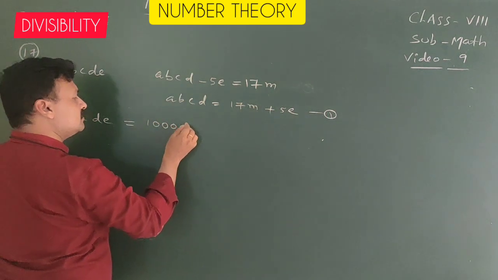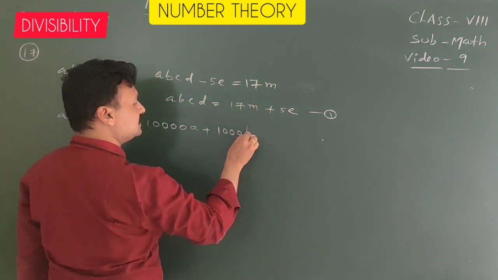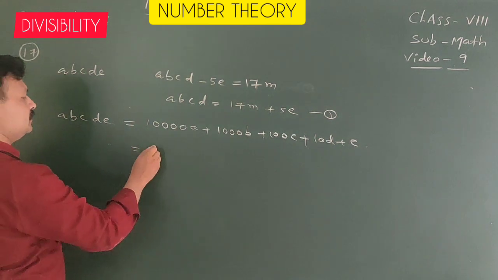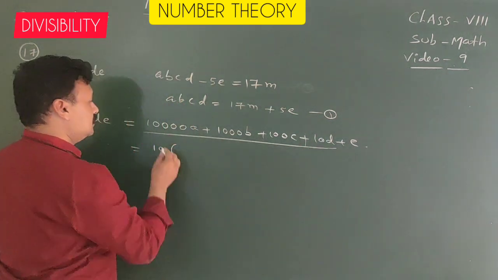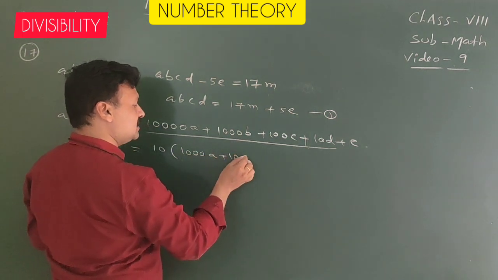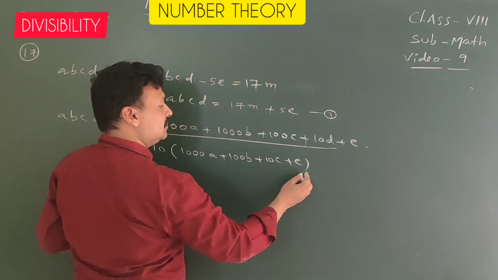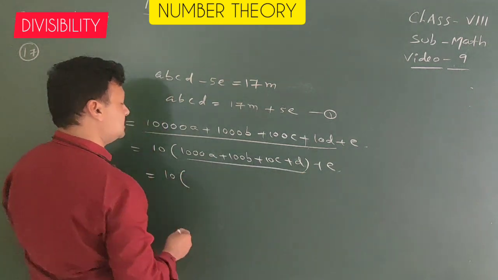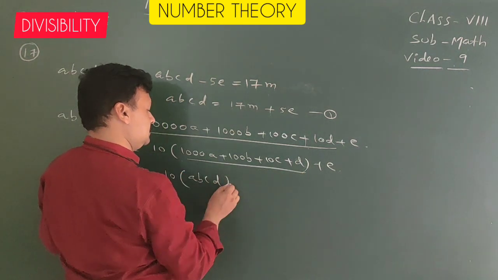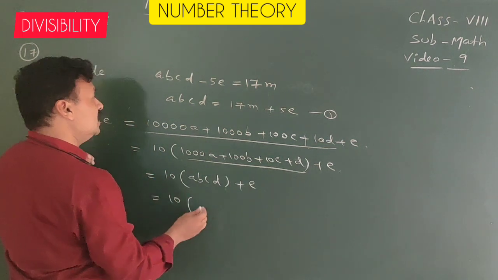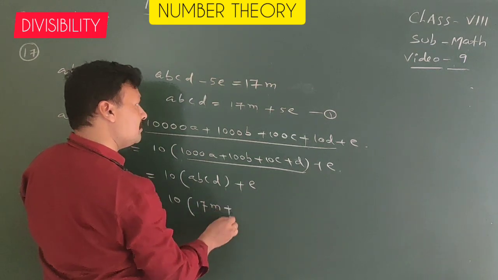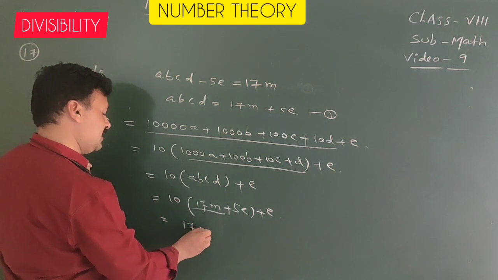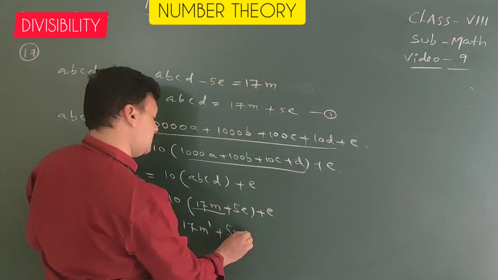So, 10,000A plus 1000B plus 100C plus 10D plus E. If you take 10 common here, 1000A plus 100B plus 10C plus D, plus E. From here onwards, ABCD times 10 means a multiple of 17 plus 5E, plus E. So here a multiple of 17 plus 50E plus E.